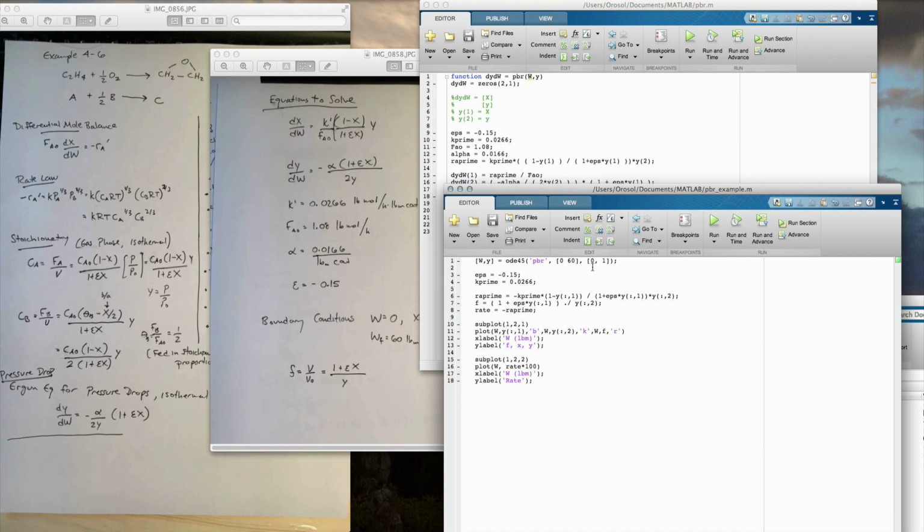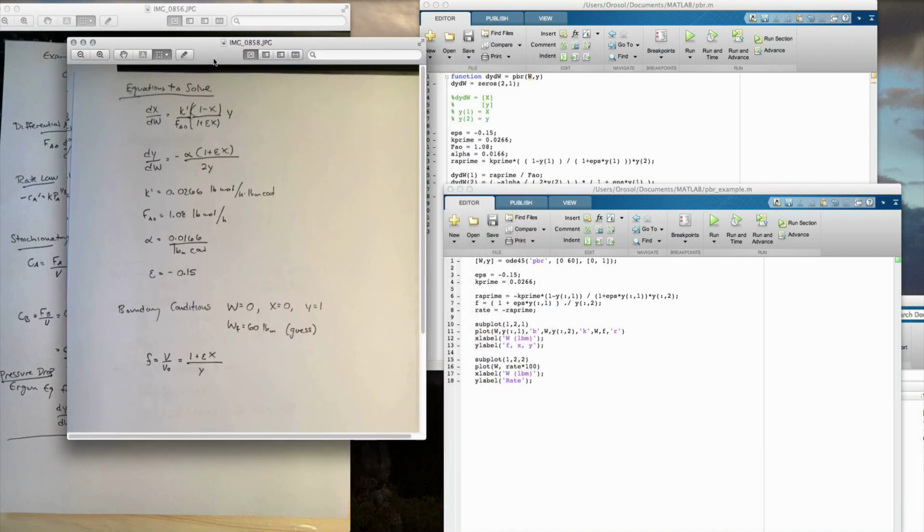And then this is your initial value for conversion x, and so that's 0 because there's 0 conversion at first. And then this is your initial value for y, which is p over p naught, so the pressure drop, and initially it's 1 because there hasn't been any drop yet. And so this right here calculates x, your conversion, and the pressure drop for w.